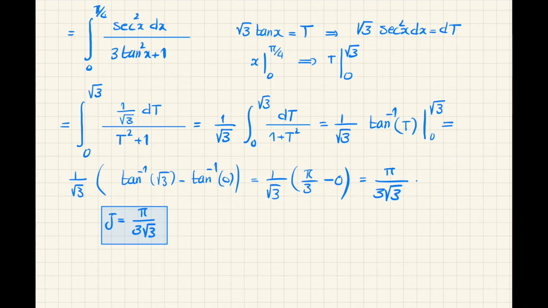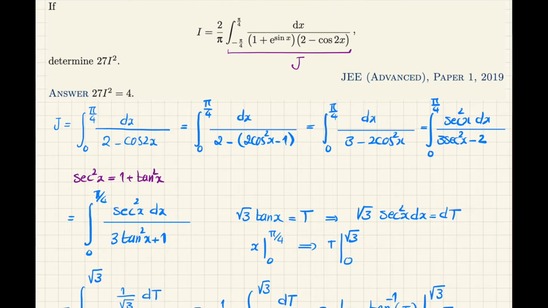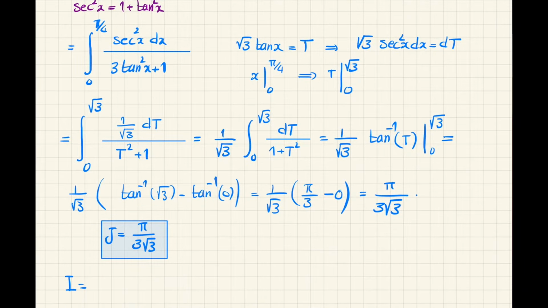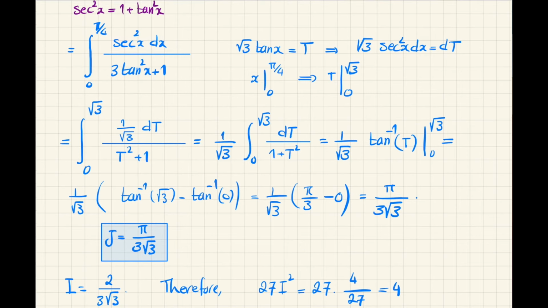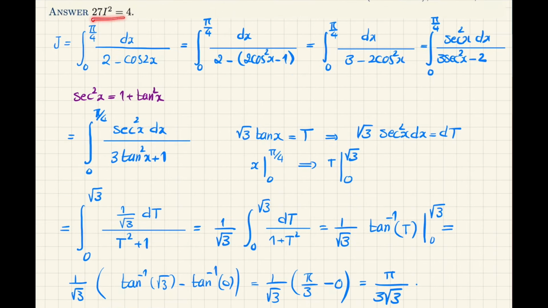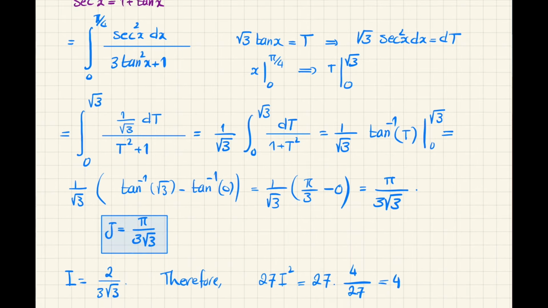Okay, but what is the I integral now? So what is I actually? I is 2 over pi times J. So if I multiply this by 2 over pi, then this pi and that pi are cancelled, so I will get 2 over 3 square root of 3. Therefore, I am supposed to calculate 27 I squared, so this becomes 27, but I squared is 4 over 27, so this becomes exactly 4 as it is mentioned in the problem itself. We are supposed to show 27 I squared is equal to 4.